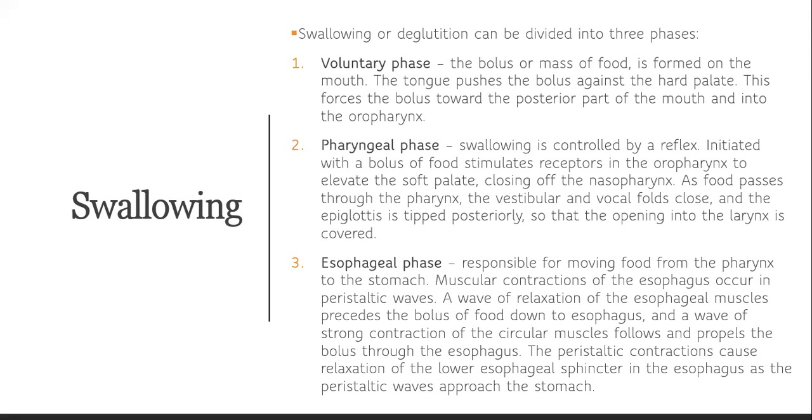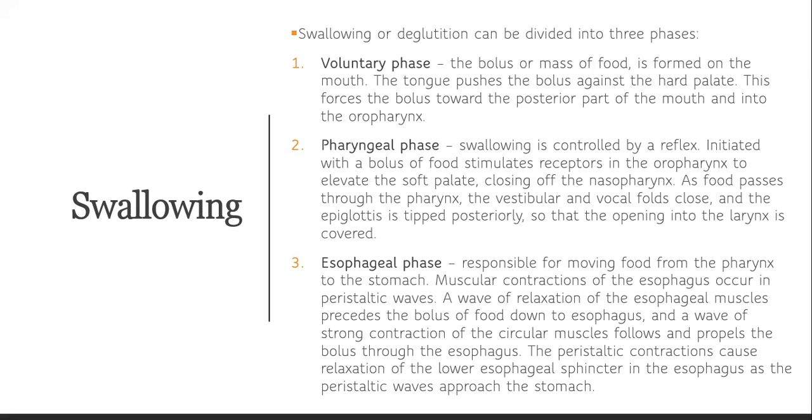When the bolus or mass of food reaches the oropharynx, there will be the pharyngeal phase, or the swallowing controlled by a reflex. The bolus of food stimulates receptors in the oropharynx to elevate the soft palate and close the nasopharynx. During this time, magkuklose yung ating nasopharynx para hindi po bumalik yung pagkain sa ilong. So mangyayari, dumidiretso siya pababa. As food passes through the pharynx, the vestibular and vocal folds close, and the epiglottis is tipped posteriorly so that the opening into the larynx is covered.